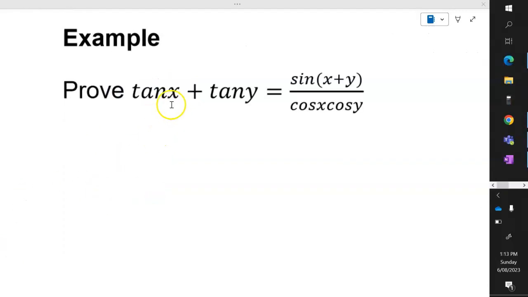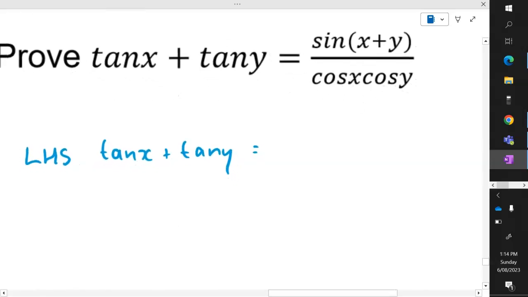Okay, so we want to prove that tan x plus tan y equals sine of x plus y over cos x cos y. I know a lot of you are going to be tempted to cross multiply, but it does say prove, so I want to start with my left-hand side and see if I can work down to get this. So let's do that. The left-hand side is tan x plus tan y. Now, we know that tan is sine over cos. So by changing our tans to sine over cos, we've already got some of what our right-hand side needs to be. So let's do that.